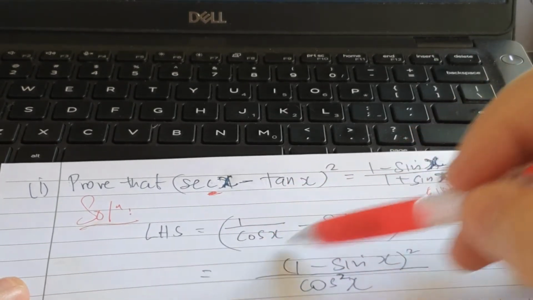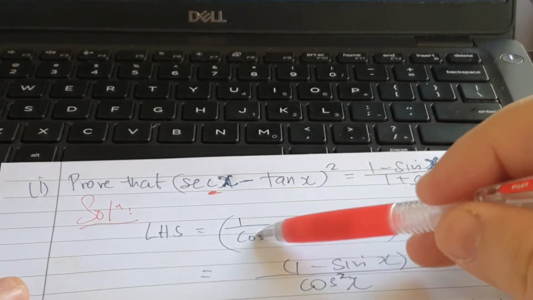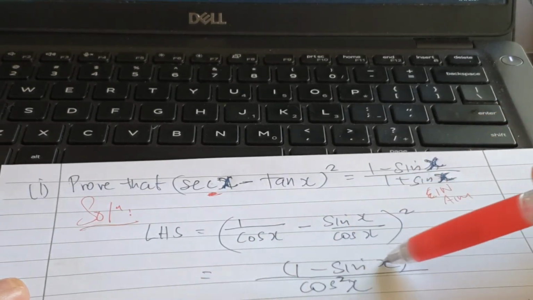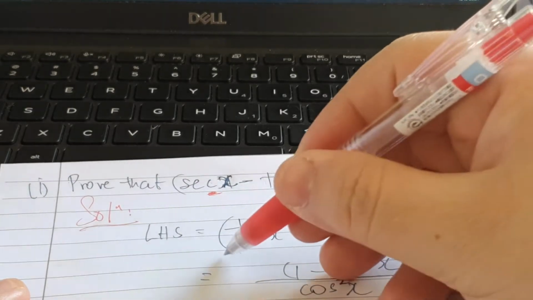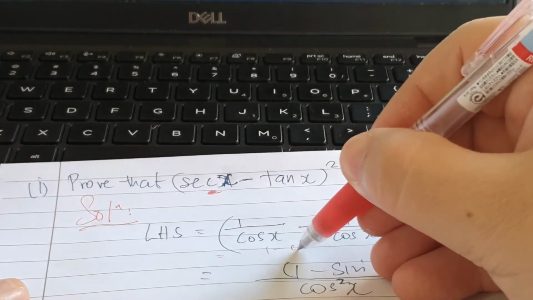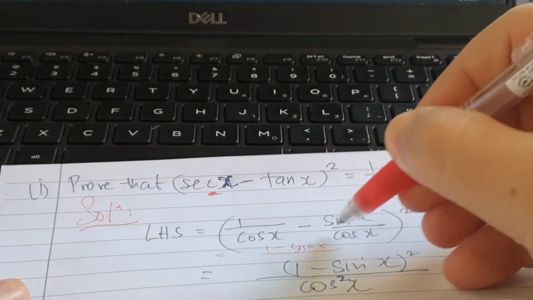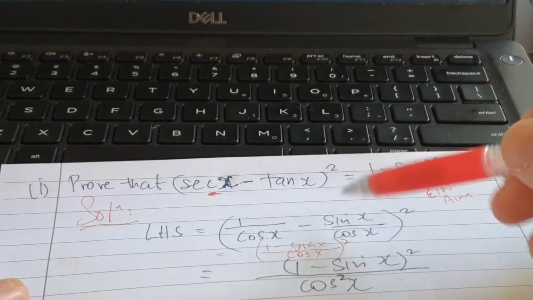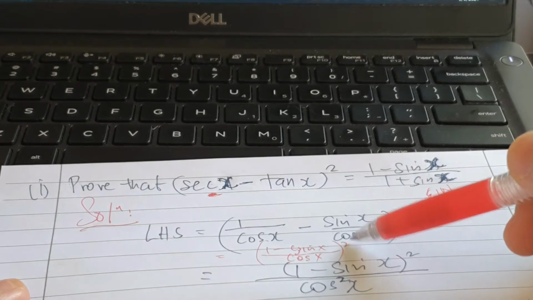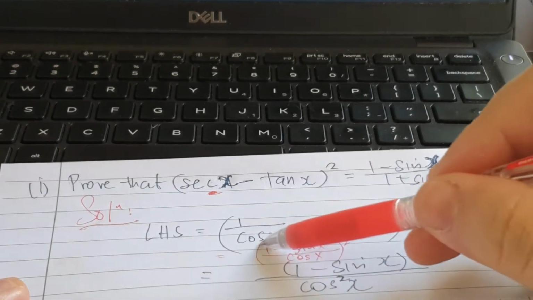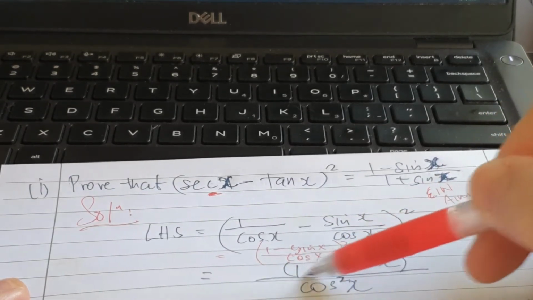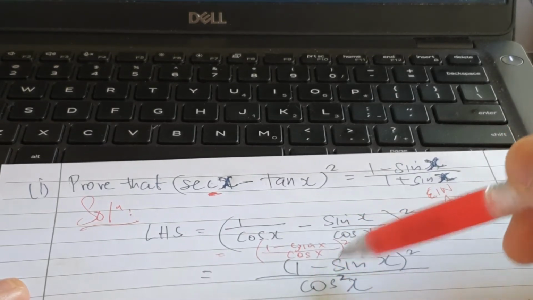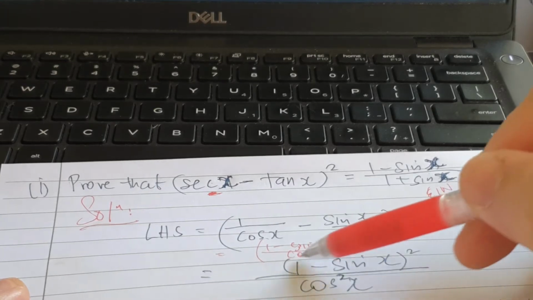Look at the inside of the bracket first. Same denominator can combine, right? So it's 1 minus sine x at the top, and the denominator is cosine x. Then whole thing squared. Now, when I open up this bracket, not fully yet, it'll be the numerator squared, which is what I have here, and the denominator squared. When you square cosine, you get cosine squared x. So this is what I get.